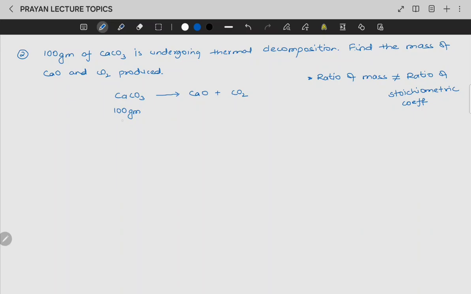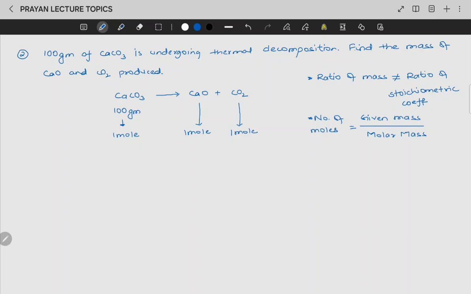So the first thing will be to find the moles of the given species. So 100 gram of calcium carbonate is equal to 1 mole. How do we find number of moles? Number of moles will be equal to given mass of the species divided by the molar mass. Molar mass of calcium carbonate is 100, so number of moles will be 1. Now 1 mole of calcium carbonate, as per the coefficients, will give 1 mole of calcium oxide and 1 mole of carbon dioxide.